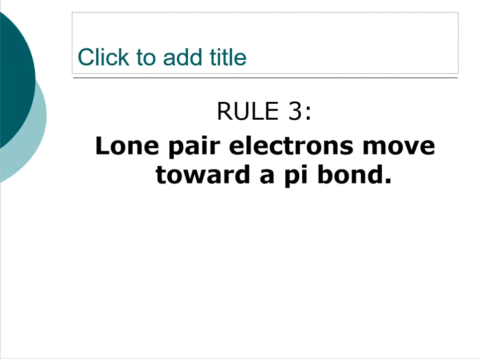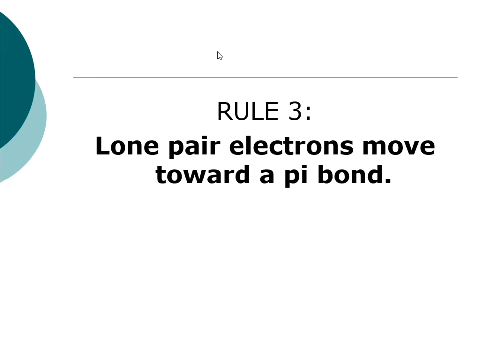So in the next video, we're going to take a look at rule number 3. And rule number 3 says lone pairs can move toward a pi bond. Well, let's look at what some of these examples are going to show us, and we'll pick up from there next.